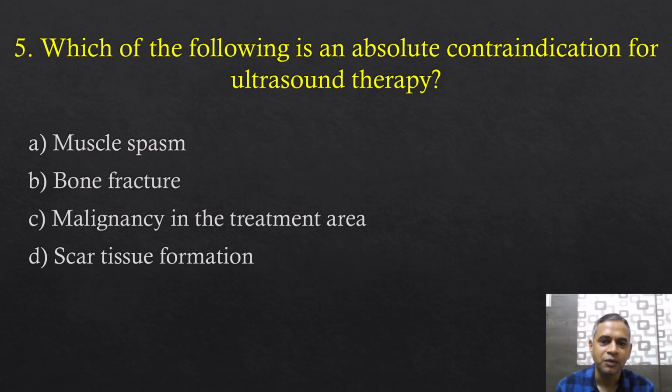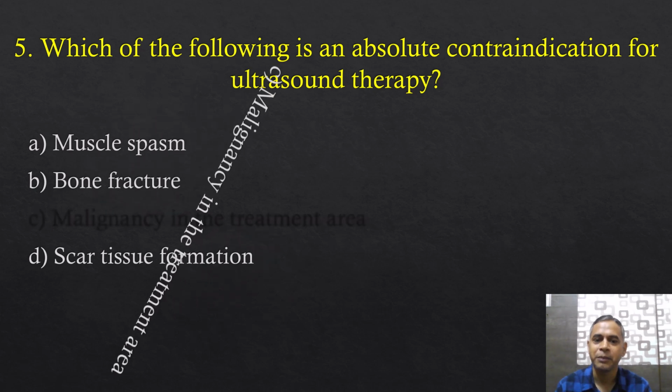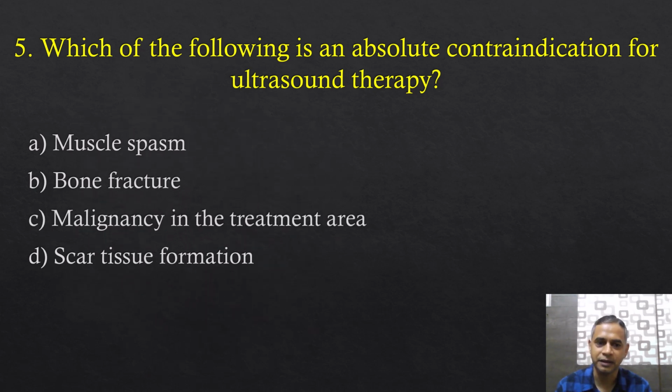Number 5. Which of the following is an absolute contraindication for ultrasound therapy? A. Muscle spasm, B. Bone fracture, C. Malignancy in the treatment area, D. Scar tissue formation. So here the answer is malignancy in the treatment area.